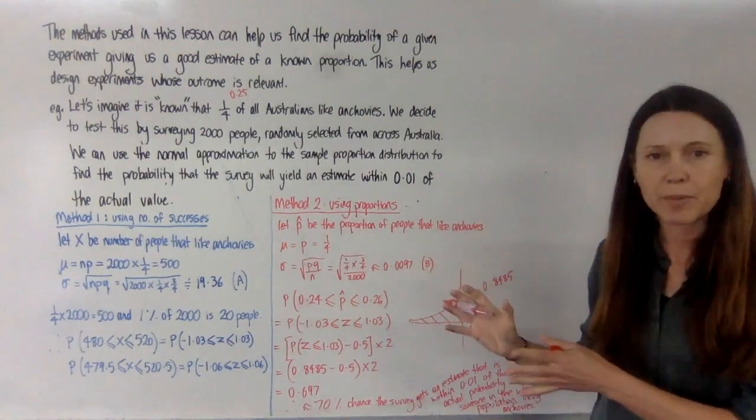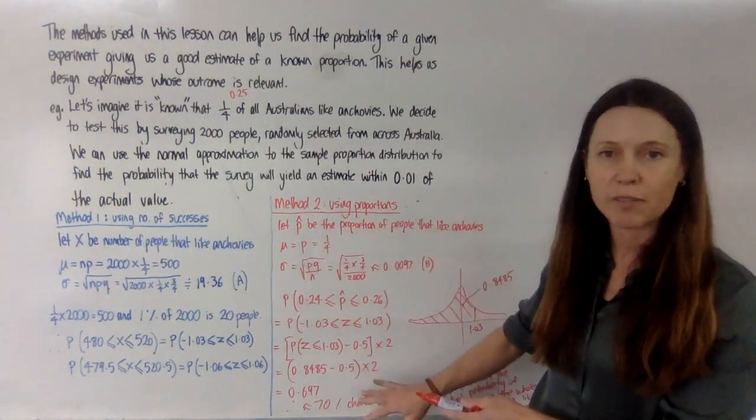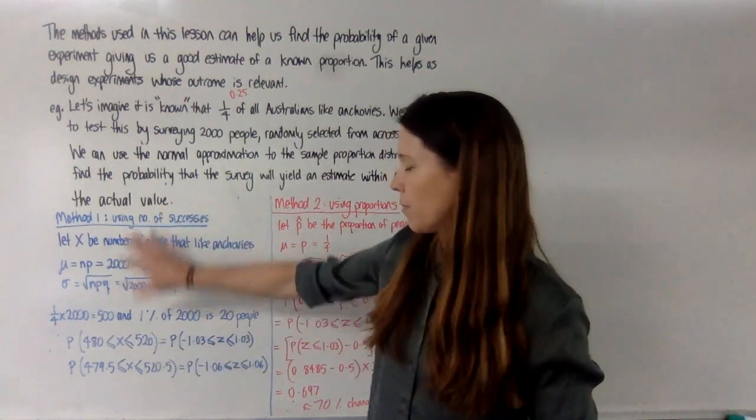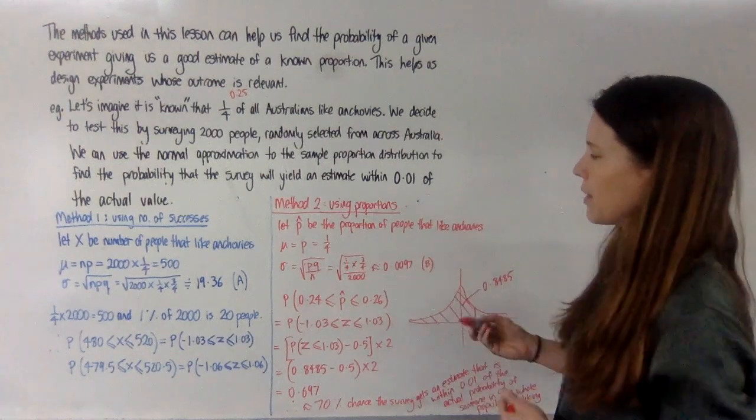So we've got two methods that we can use here. We can use the proportion methods that we've learnt today. This is the new stuff in red. Or we could use our old method. I'm going to do the proportion side first, and then we'll come back to that.